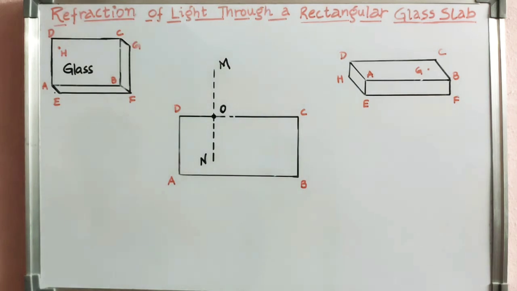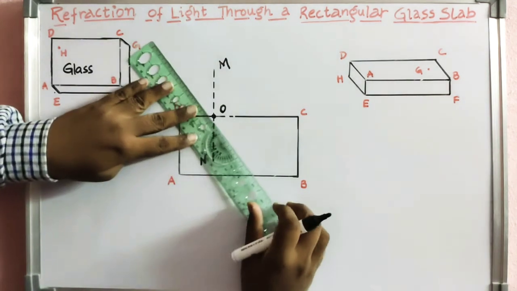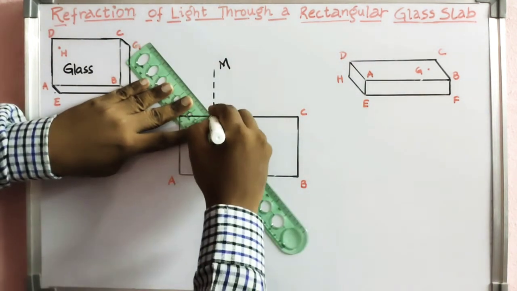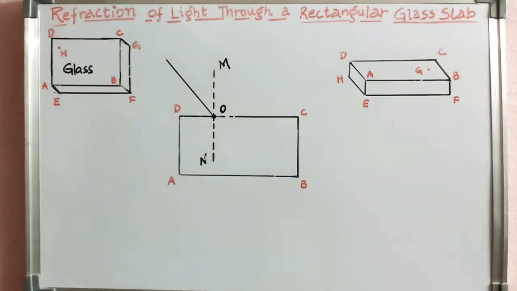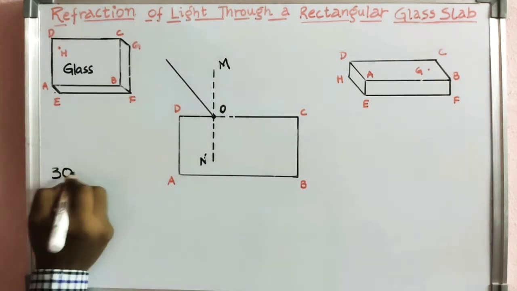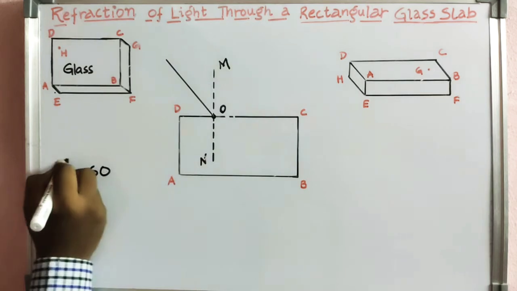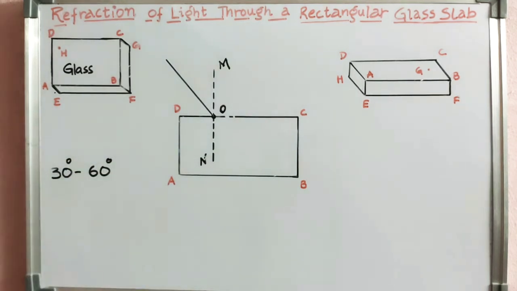Now, with the help of the same scale and same pencil, draw a line like this. How much angle you want to take? Your wish. I am leaving it to you. But if you want a suggestion, I would tell you to take the angle between 30 degrees and 60 degrees. And why I am saying 30 degrees to 60 degrees, I'll explain a little later.